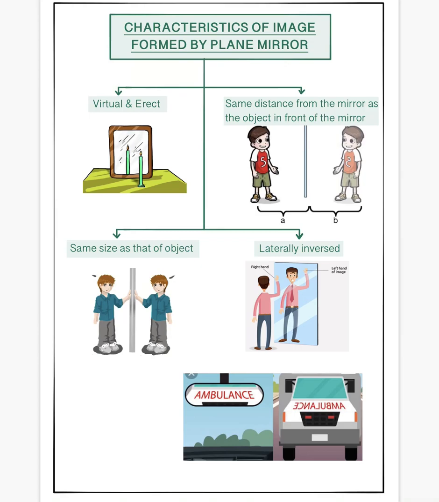Then see this boy and see this boy. This is the mirror. This distance and this distance are the same. A is equal to B. So if the object is at this distance, the image also will be at the same distance. So same distance from the mirror as the object in front of the mirror. Next point, same size as that of the object. If the boy is this tall, the image is also of the same height.